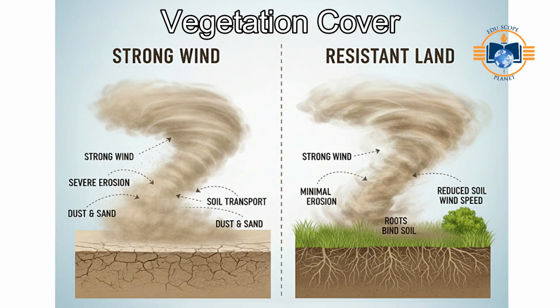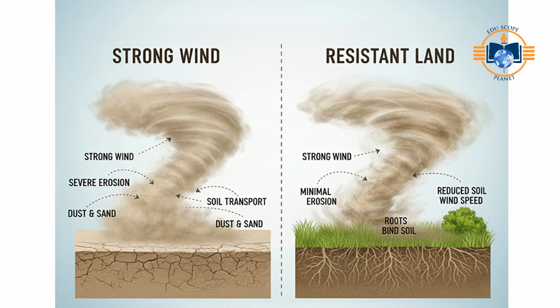Vegetation cover. Vegetation plays a crucial role in reducing wind erosion. Plant roots bind the soil together, while leaves and stems slow down wind speed near the ground. When vegetation is sparse or completely absent, erosion becomes more severe.